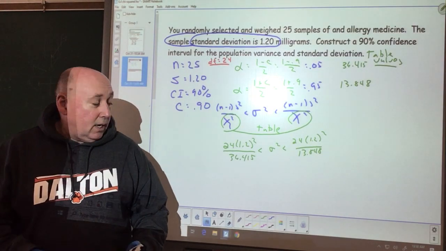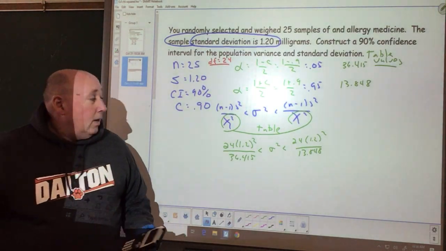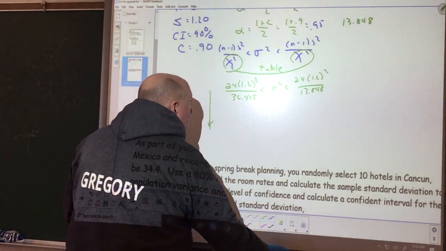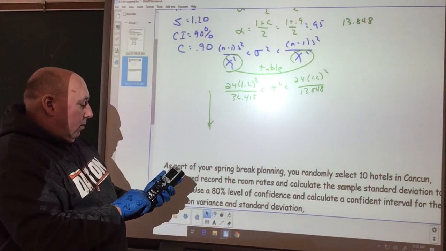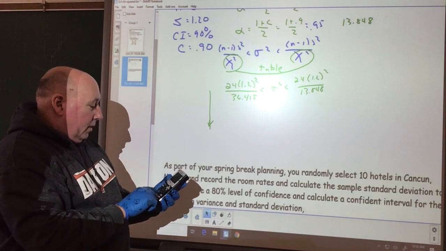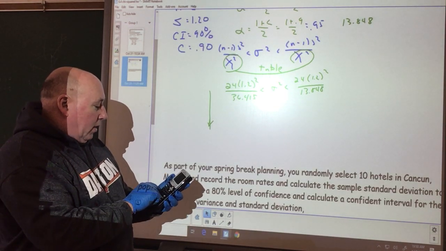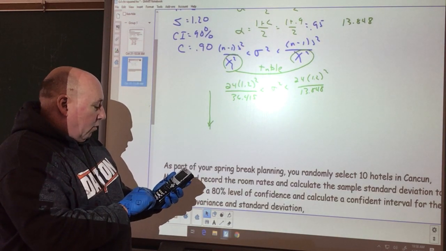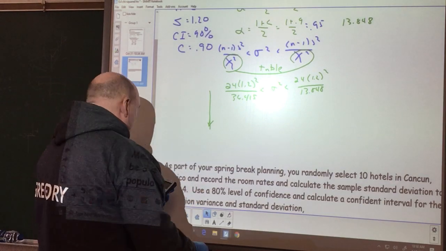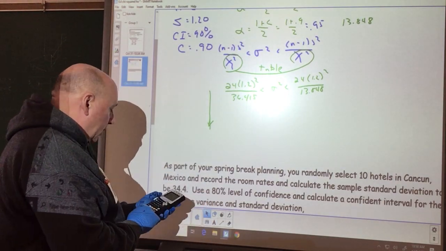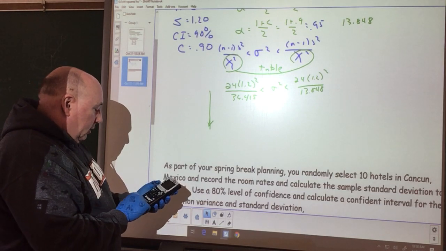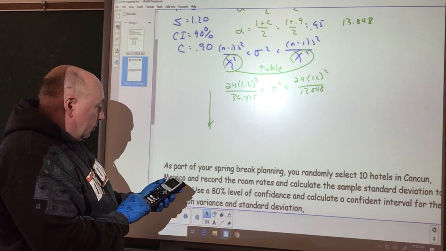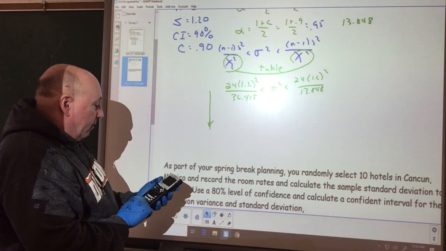Now, what I usually suggest to students is work yourself down, where I'm going to do this calculation. We have 24 times 1.2 squared divided by 36.415. Let's try that again. 24 times 0.12 squared divided by 36.415.